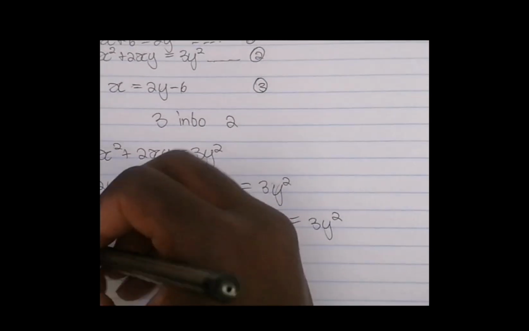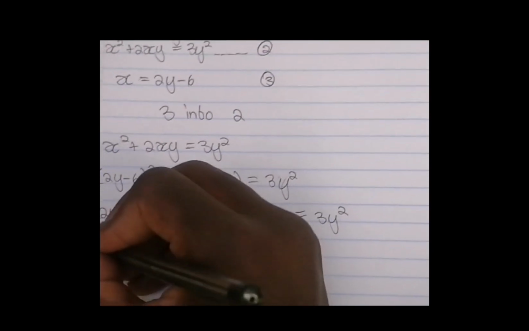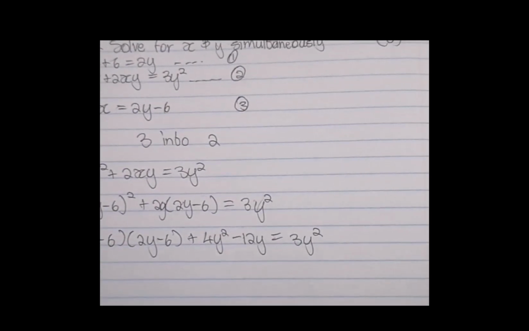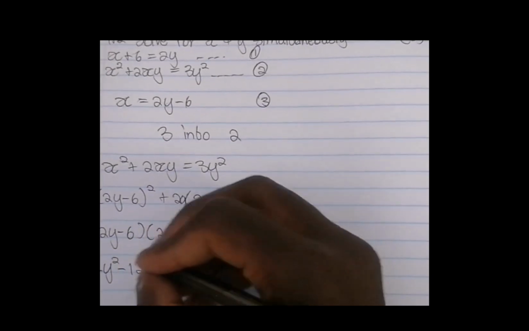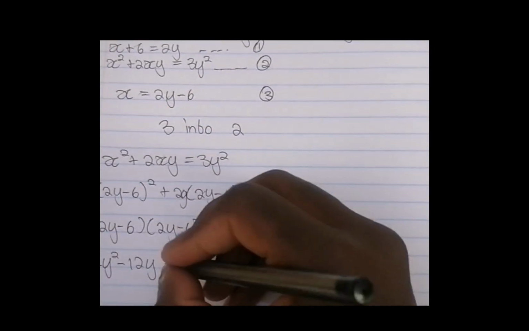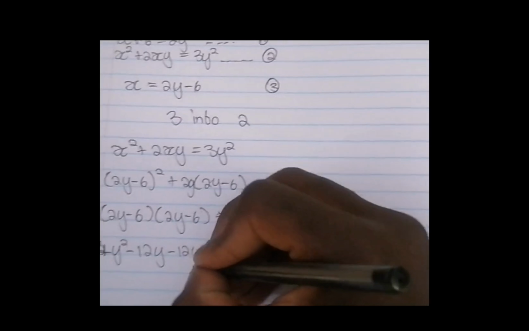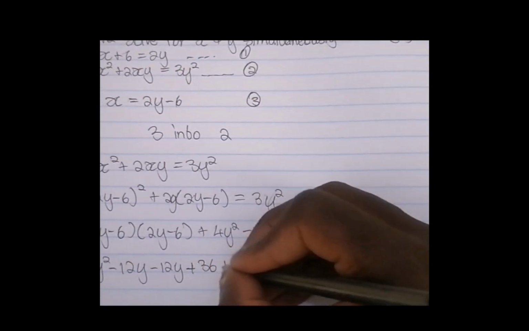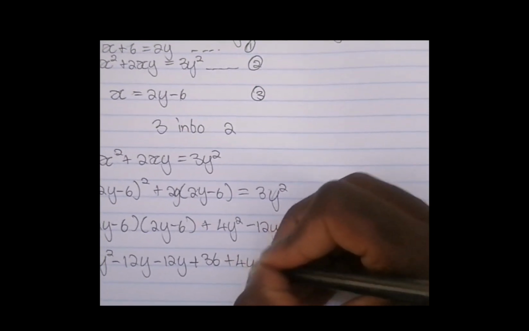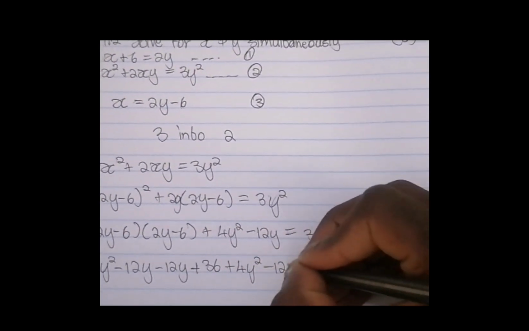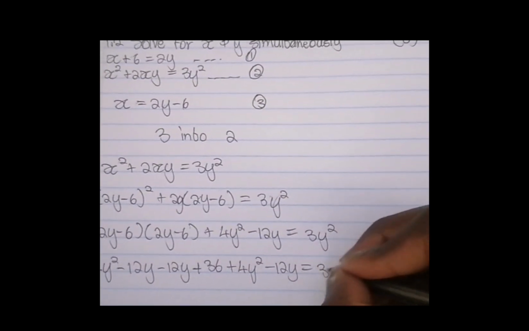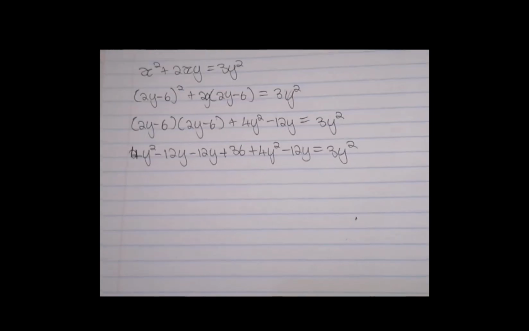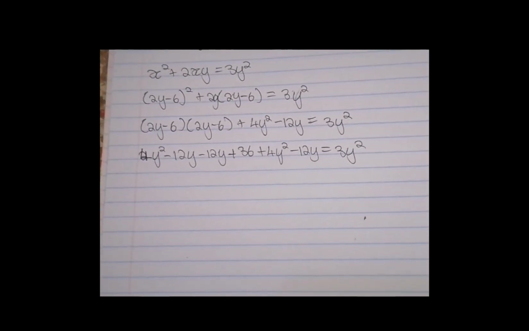So 2y multiplied by 2y is 4y squared. 2y multiplied by negative 6 is negative 12y, negative 6 multiplied by 2y is negative 12y again, and this multiplied by this is positive 36, which is added to 4y squared minus 12y, which is all equated to 3y squared. Now you're going to group all the like terms and transpose the 3y squared to the left hand side, so that on the other side we're left with a 0.